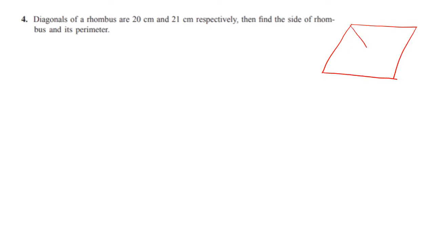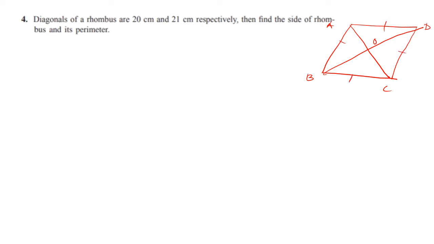They say the diagonals bisect each other. Okay, the diagonals bisect each other. So we'll name it as O. We'll name the rhombus as A, B, C and D. And all sides of the rhombus are equal.